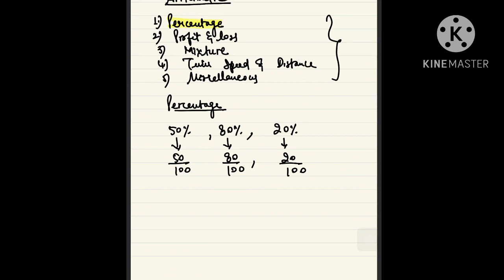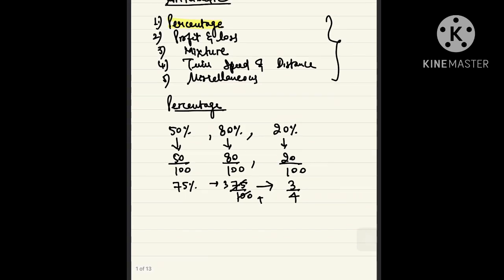Right? If we say 75%, so what does it mean? 75 out of 100. Okay, so now we will start from converting percentage to ratio. Okay, so how can we write 75% as a ratio? It is 3 out of 4, right? 25 threes are 75 and 25 fours are 100.